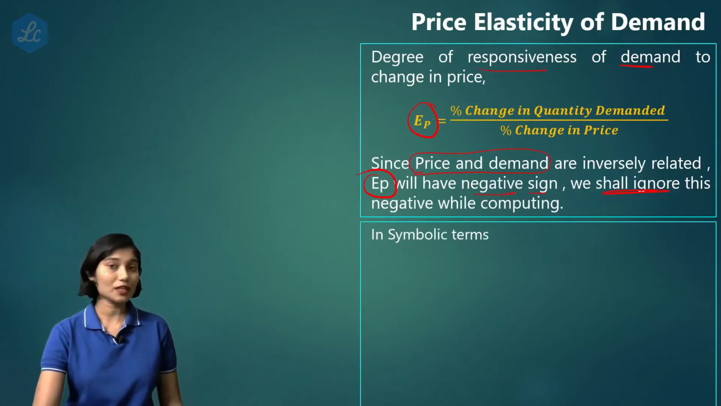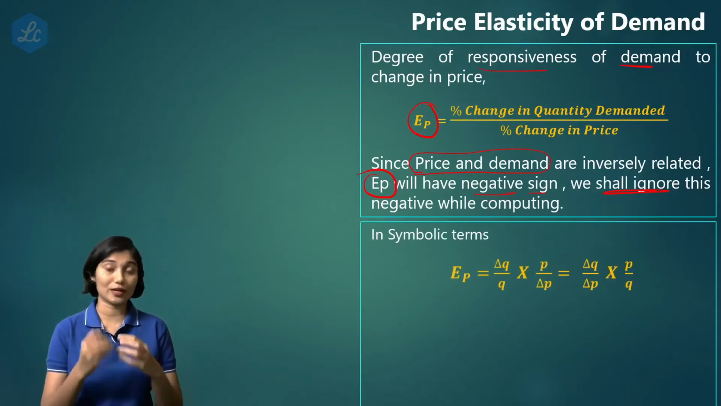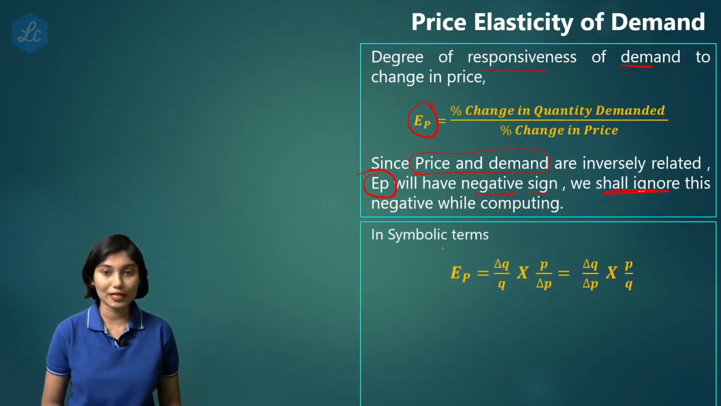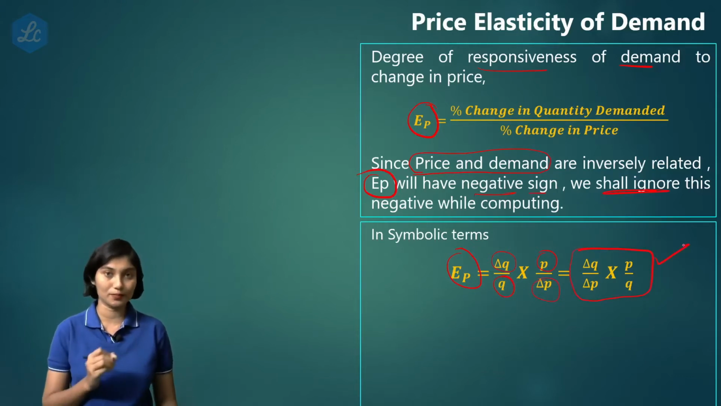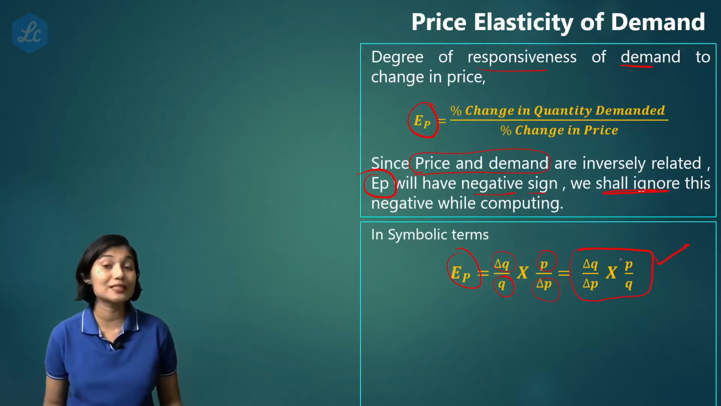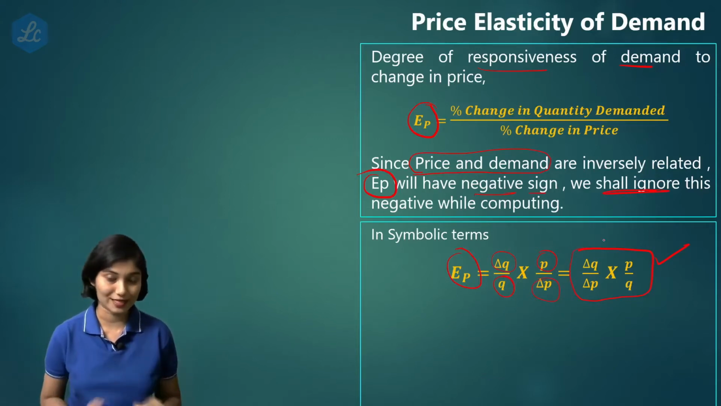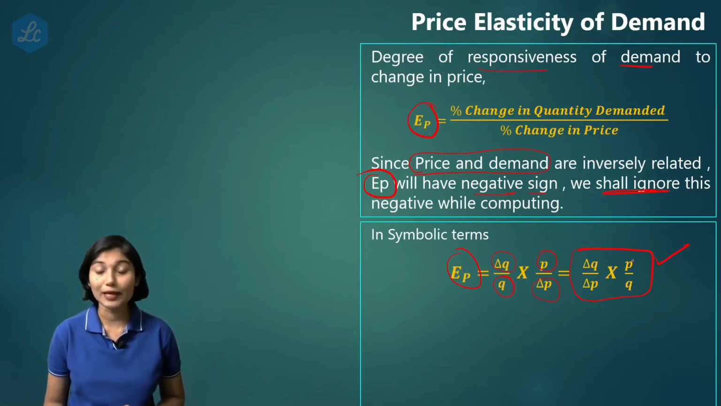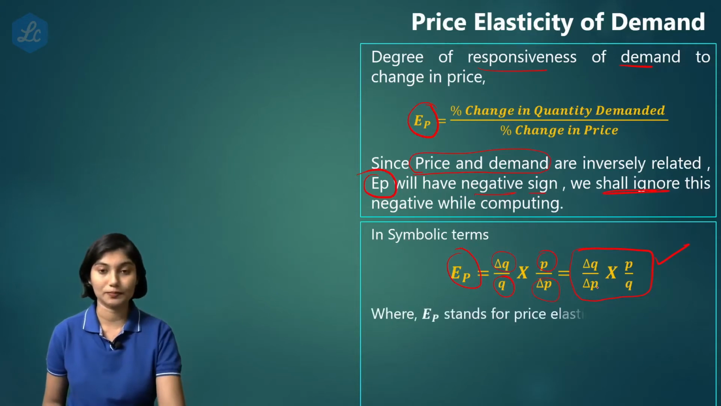Now, in symbolic terms, you could write price elasticity as equal to change in quantity divided by quantity, into original price divided by change in price. Further, if you simplify this formula, you get this one, which is pretty easy to remember. So you could memorize this particular formula for your exam. That is, change in quantity divided by change in price, multiplied by price divided by quantity.